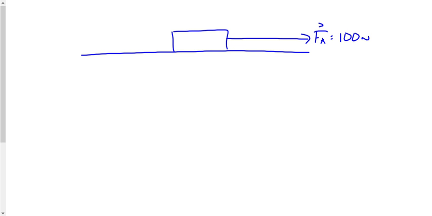Say I've got a force of friction as well. Which way would friction act on this? It's going to act against the movement. It's going to move to the right, so friction would act to the left. Let's make that force of friction 40 newtons to the left.